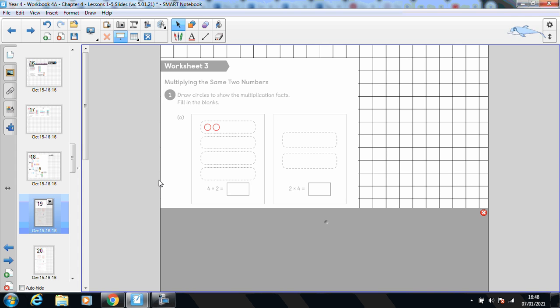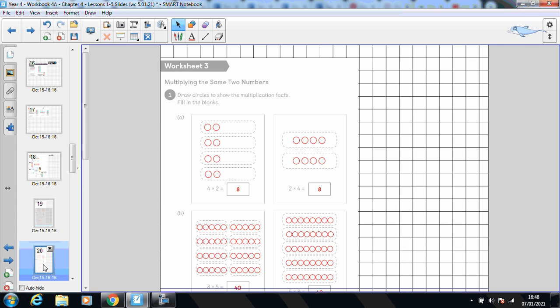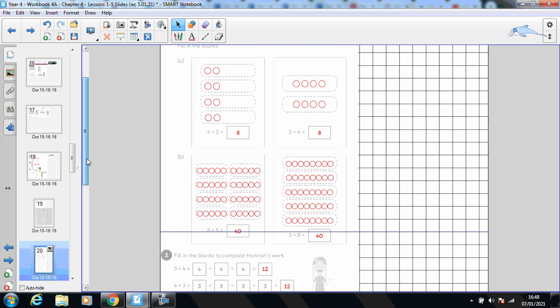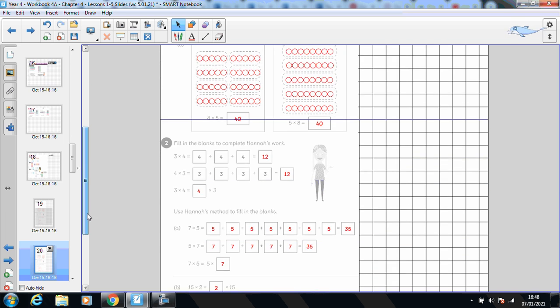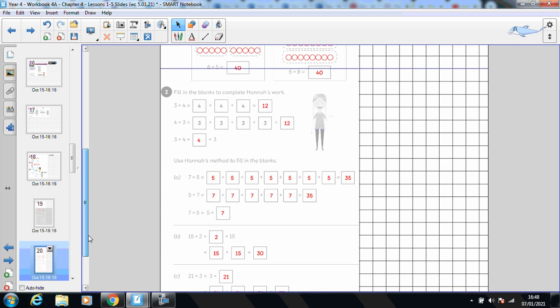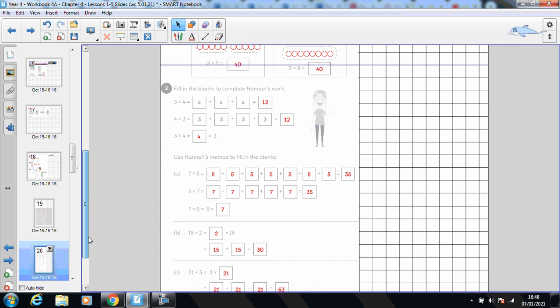Okay, you're back for the answers. Well done. Here we go. 4 times 2 equals 8, and so does 2 times 4. 8 times 5 equals 40, and 5 times 8 equals 40. And there are the answers for question 2.